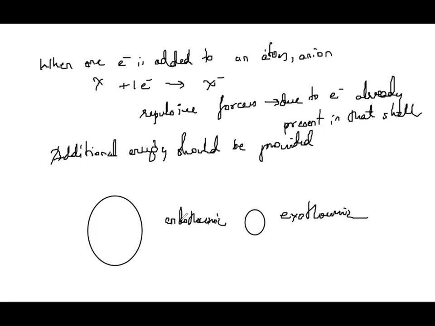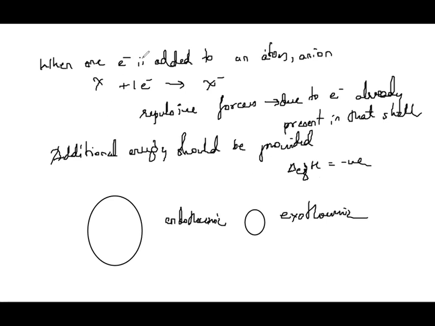In general, energy is released when an electron is added to an atom, and the electron gain enthalpy of such elements is negative. The electron gain enthalpy of halogens is highly negative because they need only one electron to achieve the nearest noble gas configuration. For noble gases, it is highly positive because the extra electron has to be placed in the next higher energy level, which requires a lot of energy.